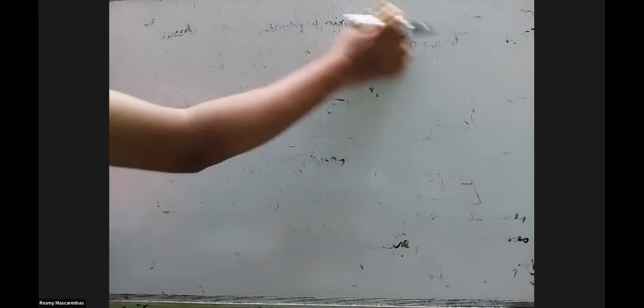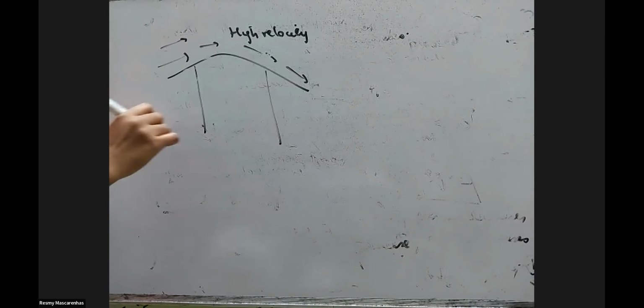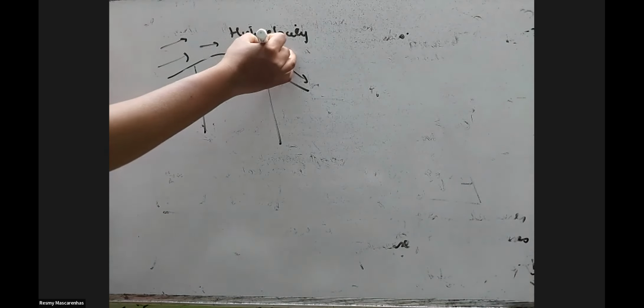Third one, during cyclones, you will see some of the roofs get blown away. Why does it happen? It is because the outside wind is blowing at a very high velocity during a cyclone. So what will happen? This will create low pressure.